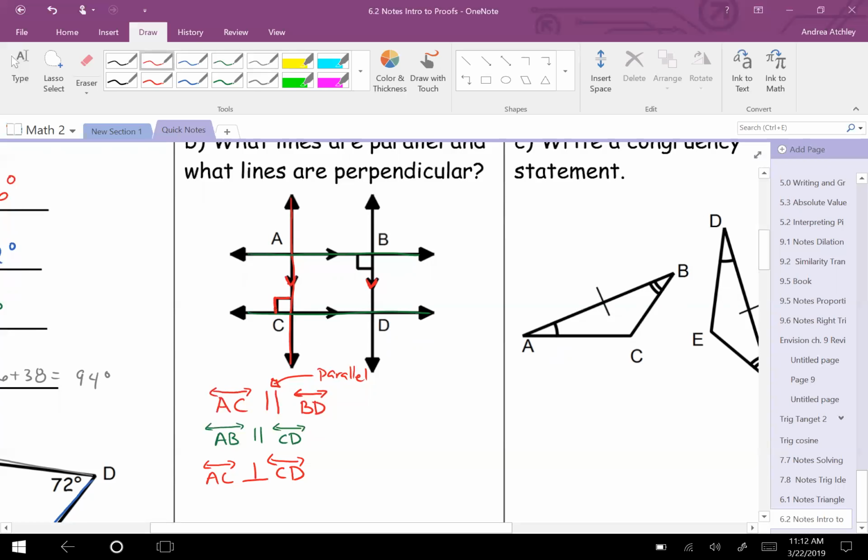Okay. Can someone give me another pair? Okay, line AB is perpendicular to BD. Very good. Okay, and again, that's your perpendicular mark. So the two lines mean parallel, and the upside down T is a perpendicular sign.